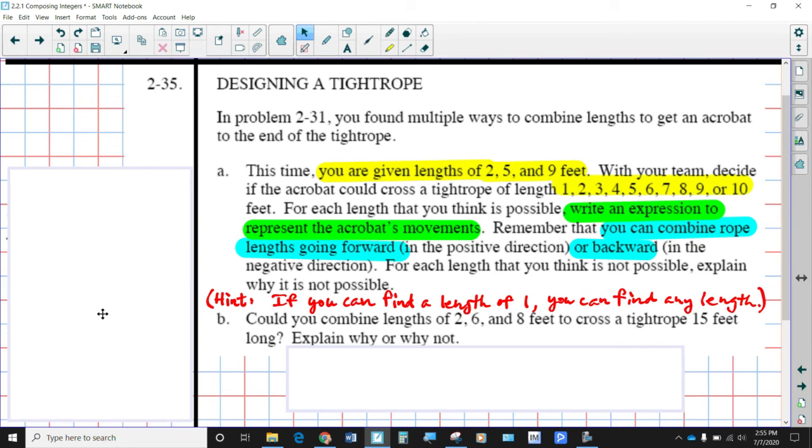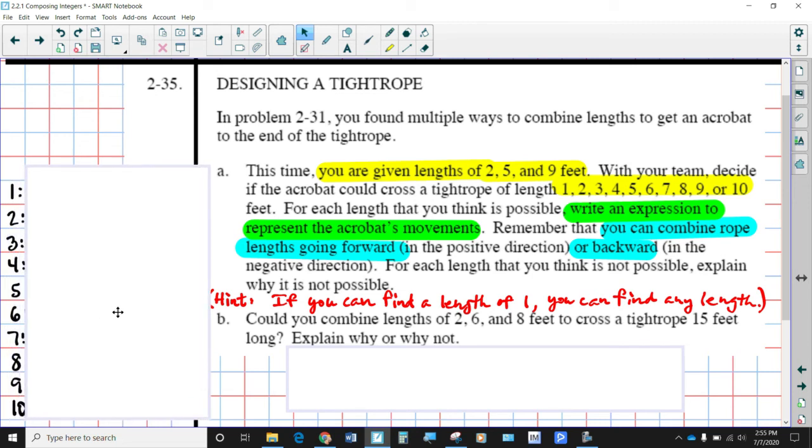I would make a list, like I've got the list right there where you got all the different numbers, and figure out what combinations of these numbers. Remember, you can use positives or negatives. So 2 or negative 2 are in play, 5, negative 5, 9, negative 9. You're going to write an expression using these 3 numbers, either adding them or subtracting them, adding the negatives, and then prove that the answer is actually 1, 2, 3, 4, 5, and so on and so forth.